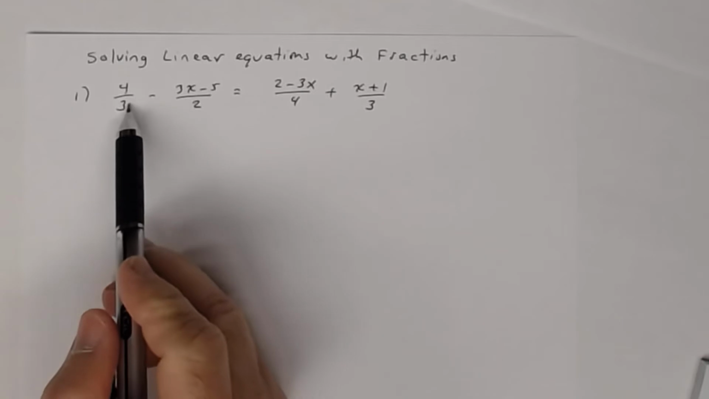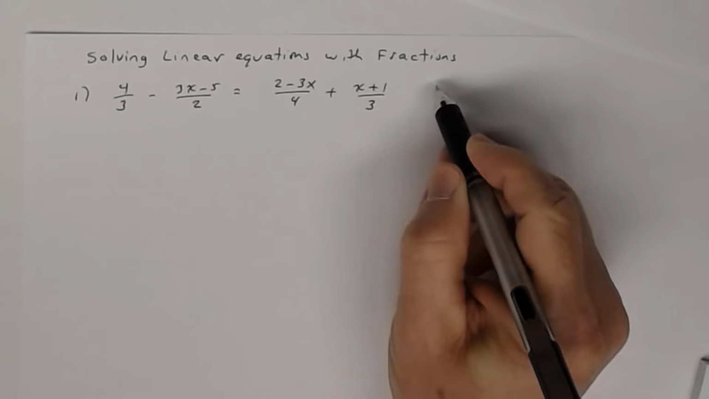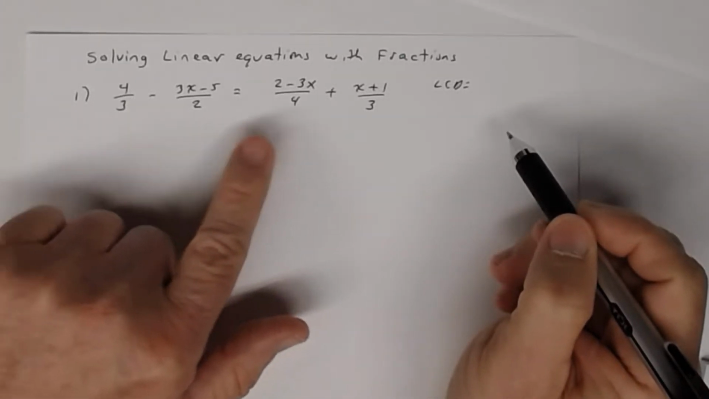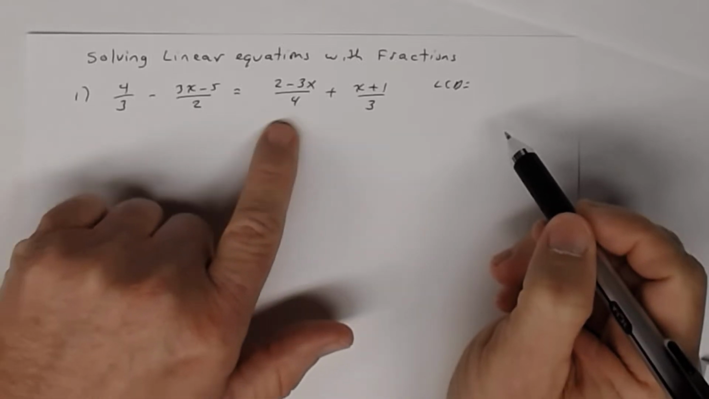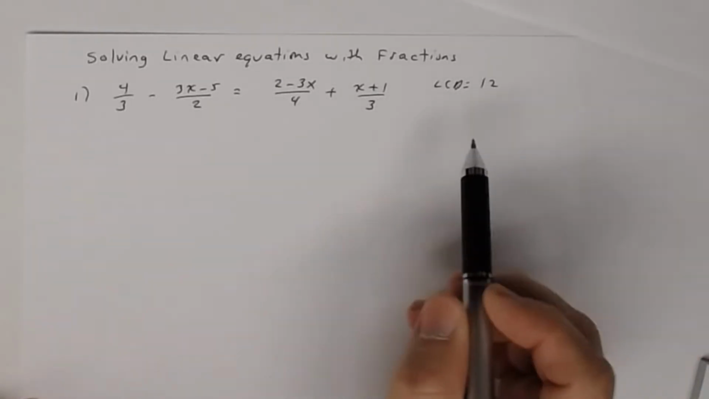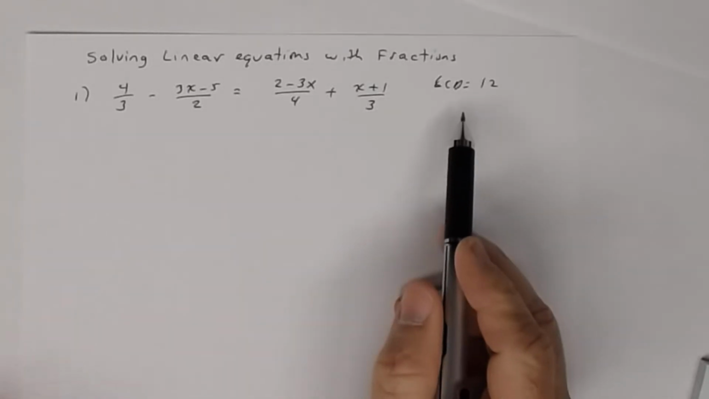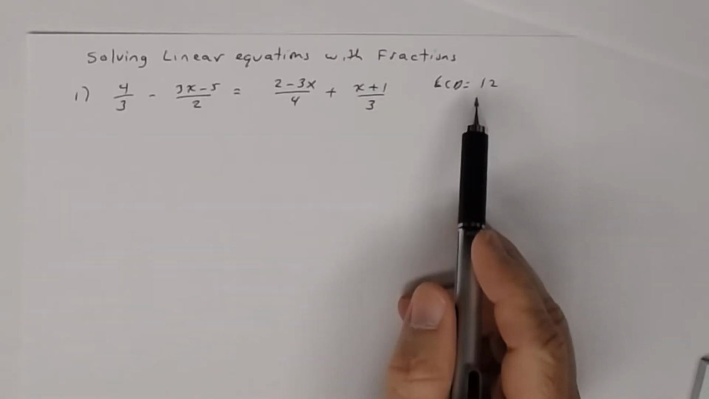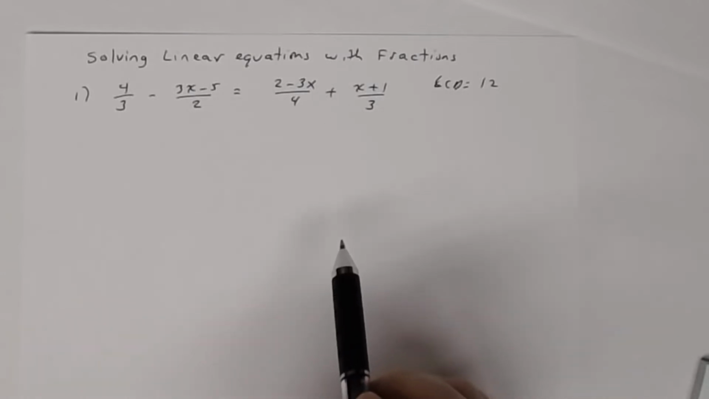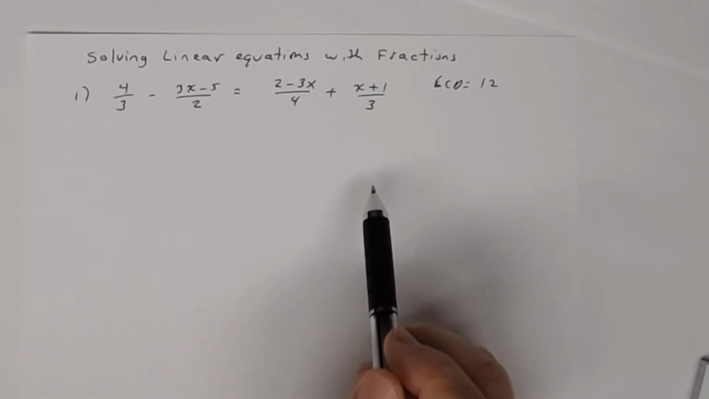So if you look at all of those fractions here, 3, 2, 4, and 3, the least common denominator, the smallest number that those four numbers, 3, 2, 4, and 3, will go into is 12. So you always want to use the least common denominator. Don't use just any common denominator like 24. Those numbers go into 24 evenly, or divide into 24 evenly. But if you use the least, it makes things so much easier for you.